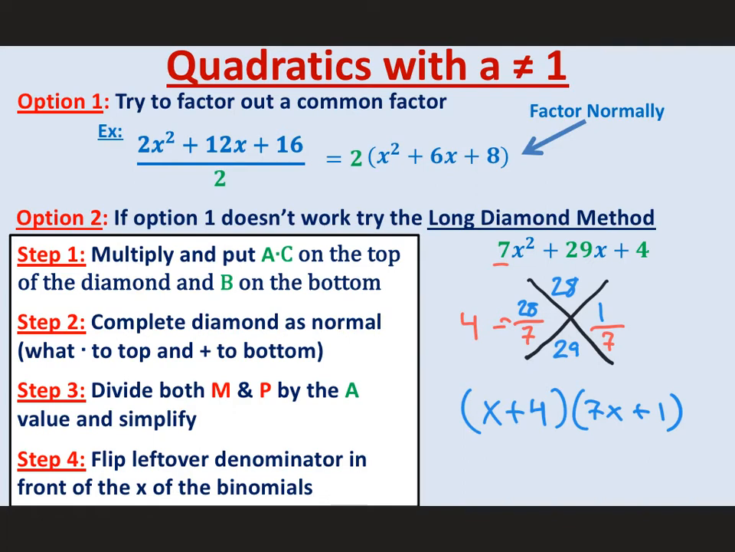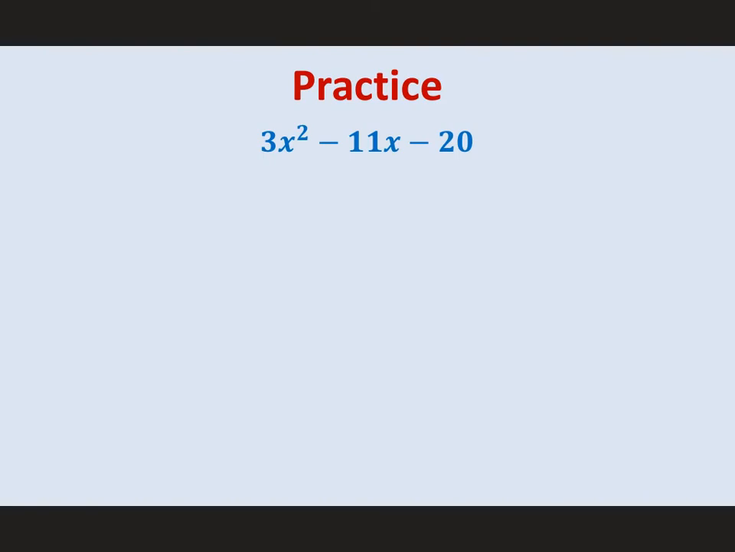Now, with the easier factoring methods that we talked about before, I didn't really mention this, but when you factor, you can always check your answer by distributing back out, by multiplying it back out. Is 7x times x 7x squared? Yeah. Is 4 times 1 4? Absolutely. 7x times 4 and x times 1, add those together, you get 29x. That means that this is our correctly factored answer. All right, so that's our long diamond method. All right, go ahead and give this example a try.